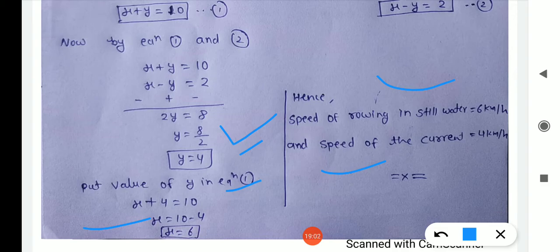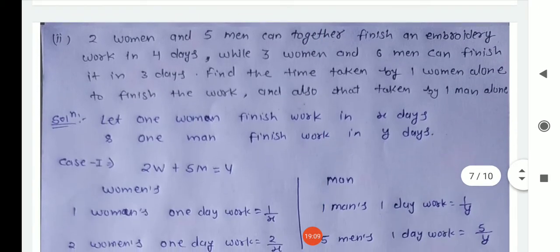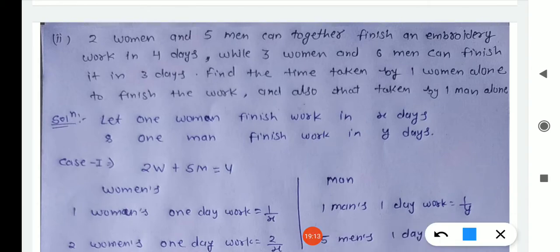So this type of question is called a word problem for reducing variables. Now question number 2: 2 women and 5 men can together finish an embroidering work in 4 days, while 3 women and 6 men can finish it in 3 days. Find the time taken by 1 woman alone to finish the work, and also that taken by 1 man alone.